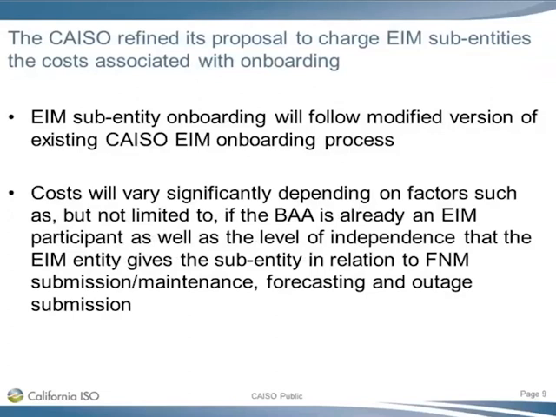The final change that we really spilled a lot of ink on in the draft final proposal is our proposal to charge EIM sub-entities the costs associated with onboarding. The sub-entity onboarding will follow a modified version of the existing CAISO EIM onboarding process. We have some slides on this later in the presentation, but we would note that the cost can vary significantly depending upon if the EIM sub-entity is inside of a BAA that's already participating in the EIM, as well as the level of independence that EIM entity would give the sub-entity with respect to the full network model submission, the forecasting, and the outage submission. I think that's the last of the stakeholder comments and changes slides, so we can stop again for questions.